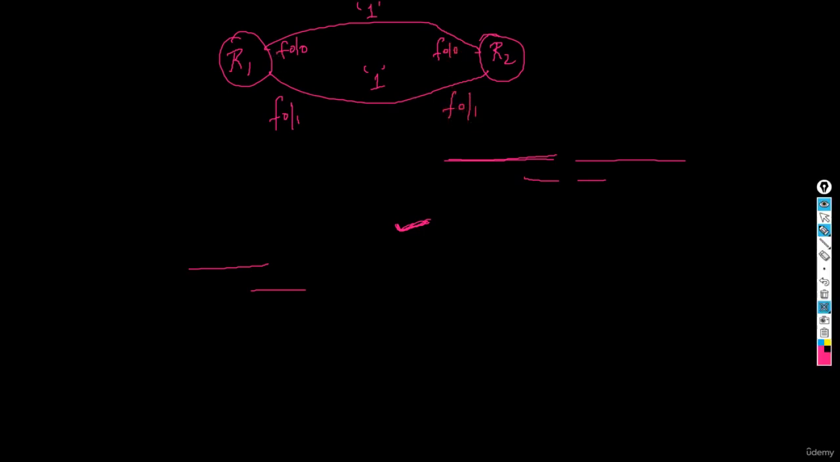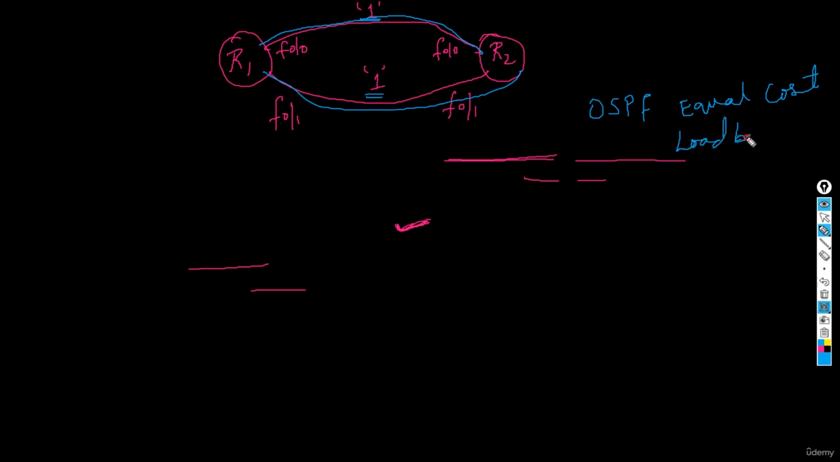So what OSPF will do, if we have equal cost on both links, is send one packet from here, one packet from here. They will do the load balancing. OSPF will do equal cost load balancing. Equal cost load balancing means we will have the same cost. If you have 1 here, here should be 1. If you have 10 here, here should be 10.